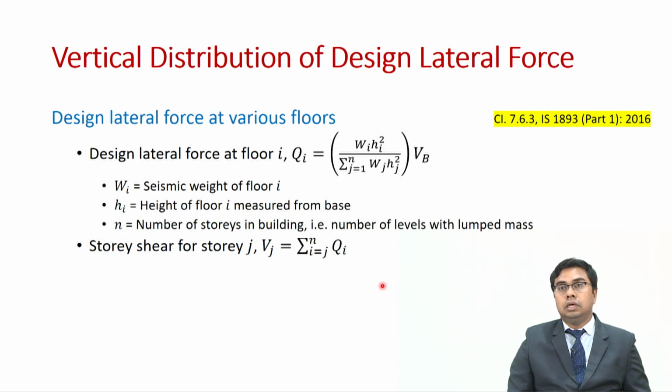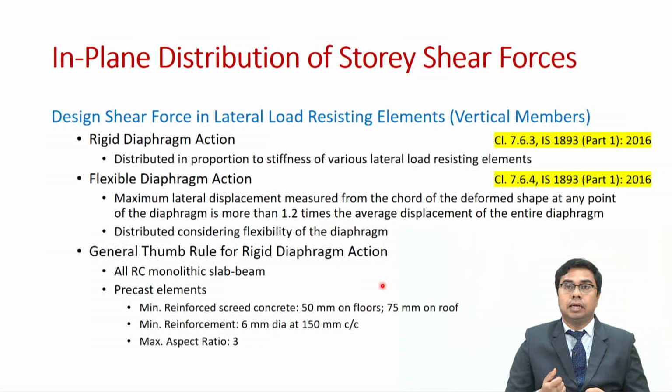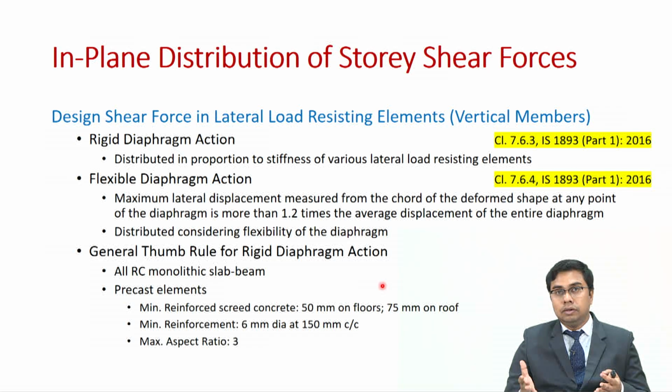Now, once we have the story shear known to us, we need to distribute that story shear among various lateral load resisting systems, which are usually columns and shear walls. So, how do you distribute that? If your slab is able to provide a rigid diaphragm action, then that story shear force is distributed in proportion to stiffness of various lateral load resisting elements, which means a stiffer column will attract a larger chunk of the shear force in the story.